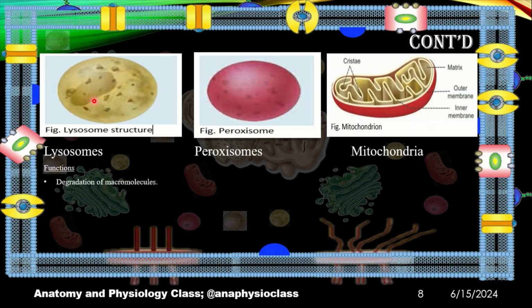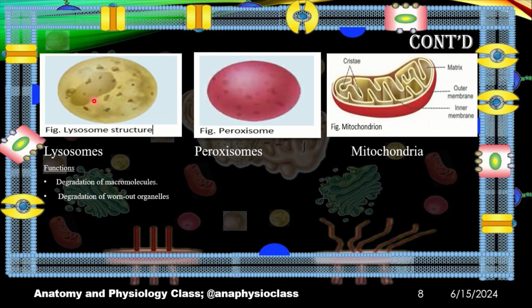So the functions of lysosomes include degradation of macromolecules, macromolecules that are in complex structures. For example, if a carbohydrate is in form of disaccharide or polysaccharides within the cell, lysosome is the one responsible for degrading it or further digesting it into smaller subunits. Then degradation of worn-out organelle. Whenever there is a worn-out organelle, lysosome is also responsible for degrading or destroying that worn-out organelle.